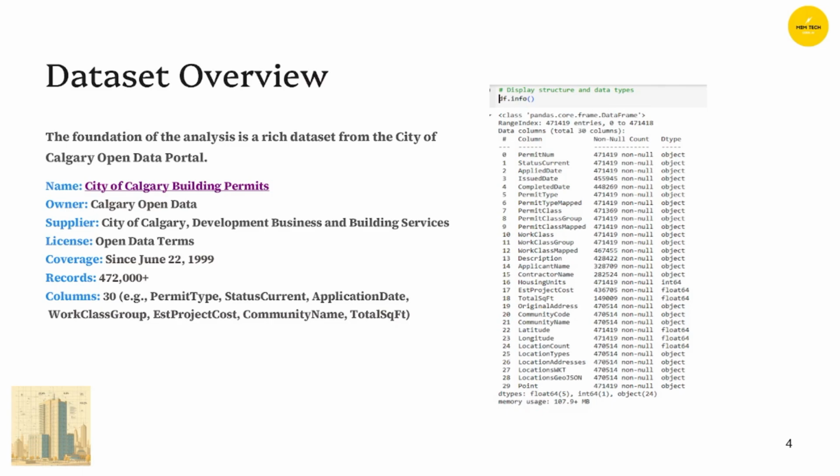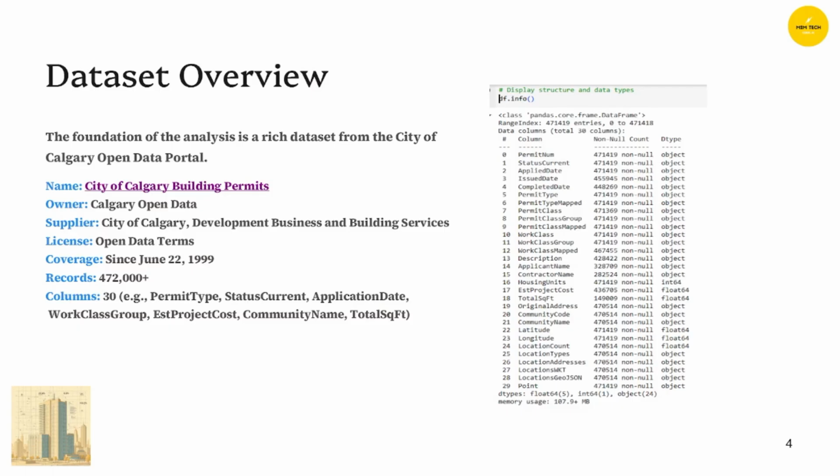Next, I'll be discussing the data set, from where I have collected it. The foundation of the analysis is a rich data set from the City of Calgary Open Data Portal. I got the data from June 22, 1999. There are 472,000 records, and in the data I have 30 columns or 30 features, such as permit type, status current, application date, work class group, estimated project cost, community name, total square feet, like that.